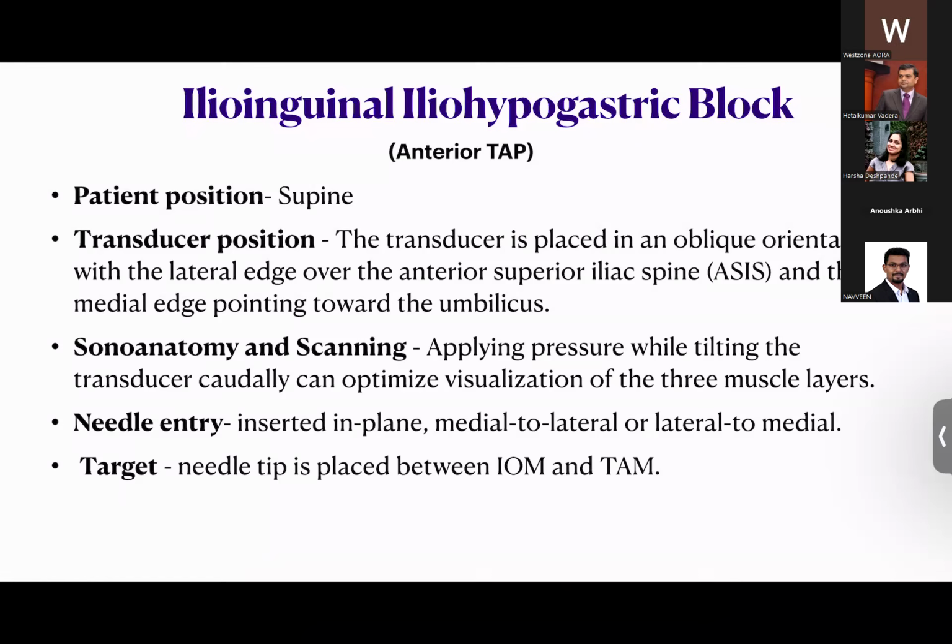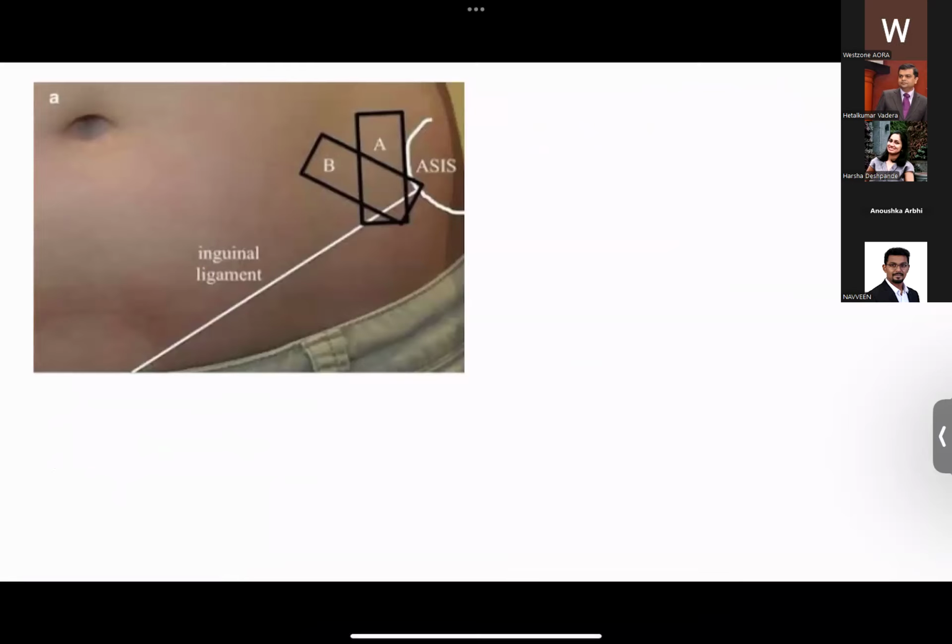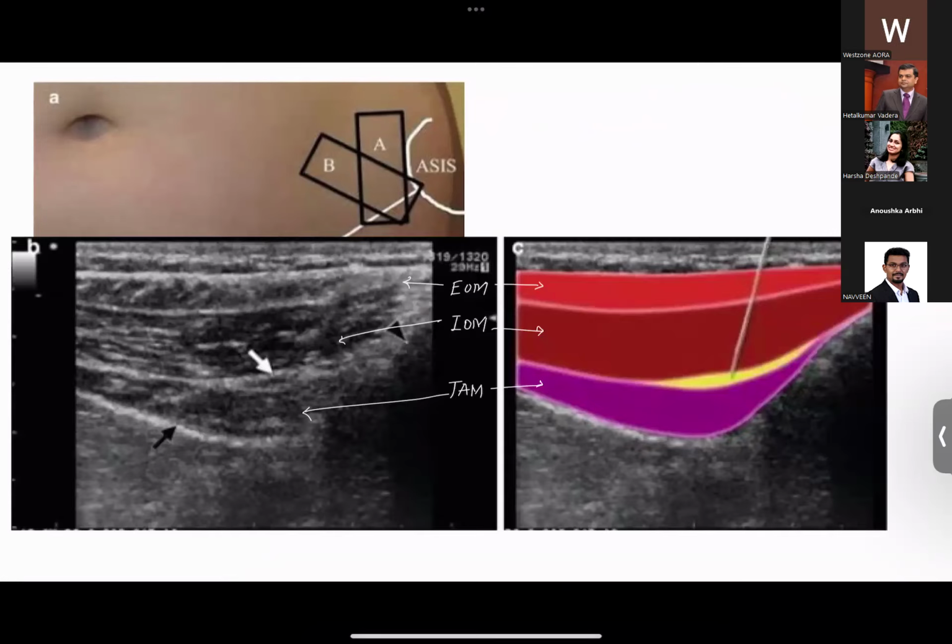Along the spino-umbilical line, the needle is inserted in plane from medial to lateral, and the tip is placed between internal oblique and transversus abdominis. So the A rectangle indicates the initial probe position. Then we rotate the probe and place it over the spino-umbilical line as indicated in the B position. The ultrasound image which we see is as given.